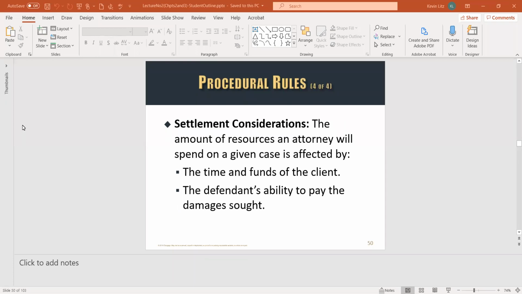Settlement considerations. Should you settle if you get sued? Well, obviously that's a question of how much money am I going to spend going forward? You know, do I or my company have the time to dedicate to this? Is there a nuisance value that I can just get rid of this by paying X amount?